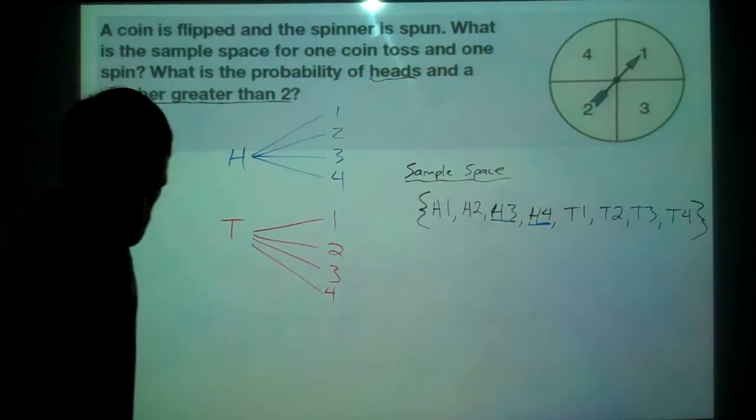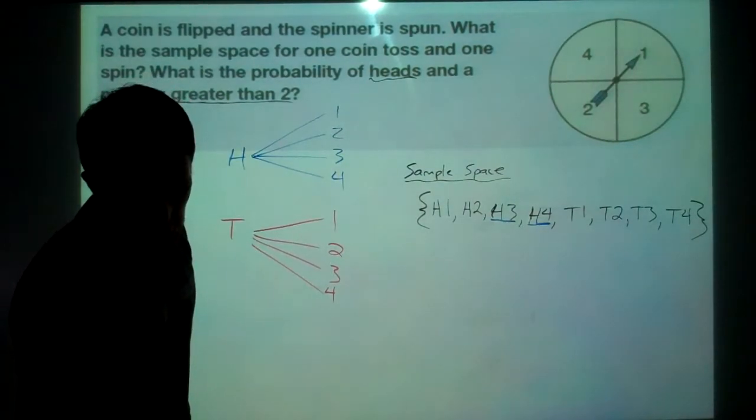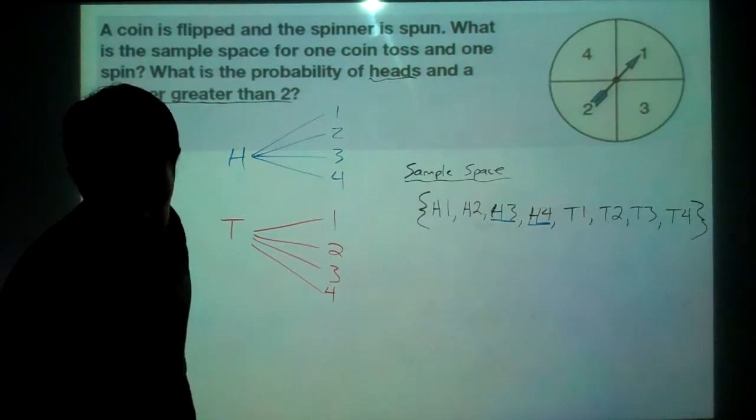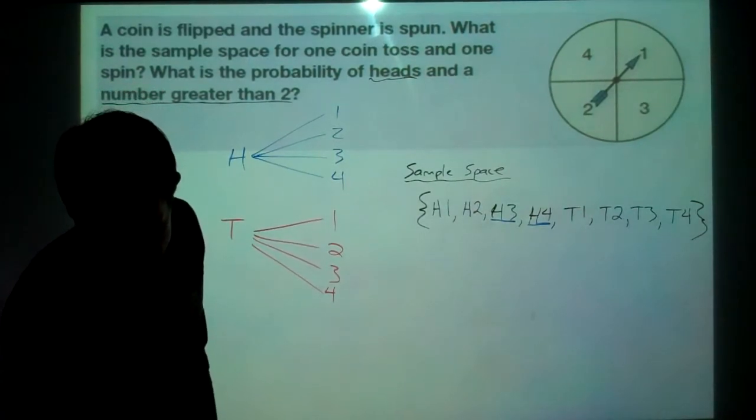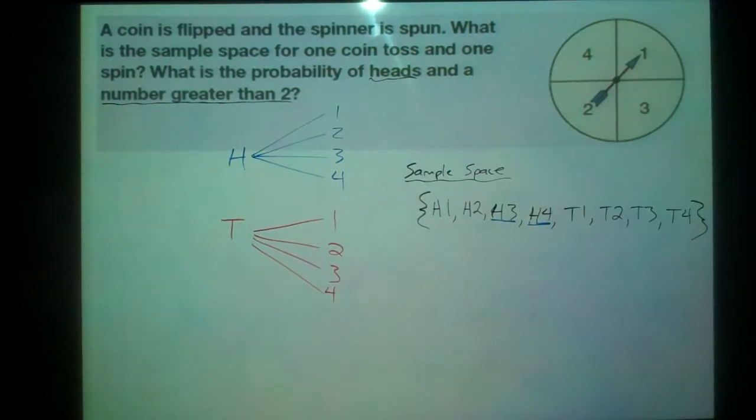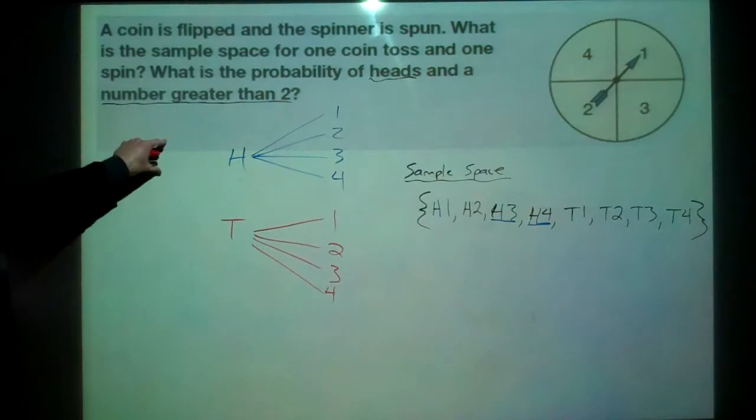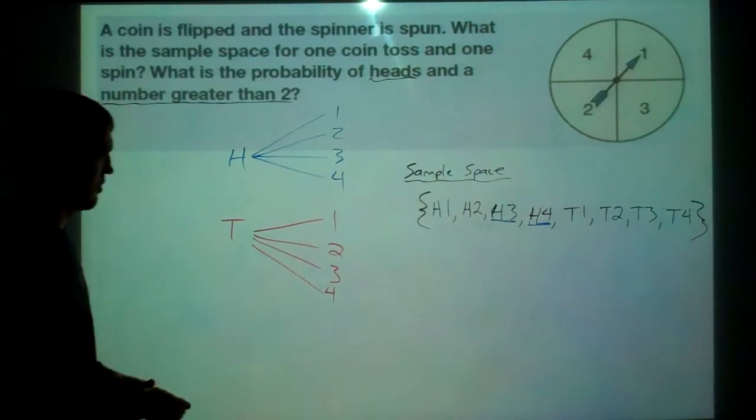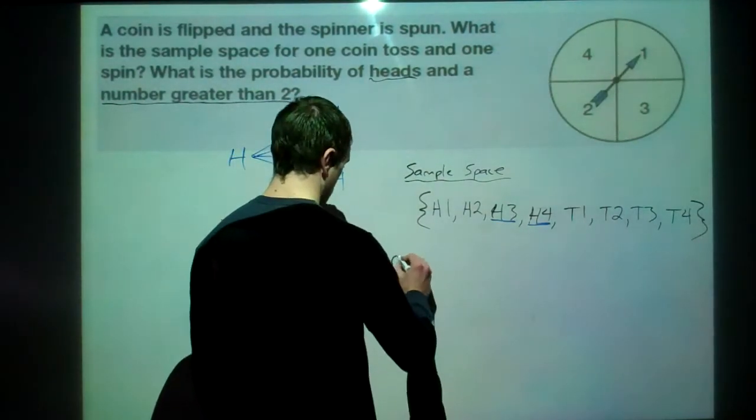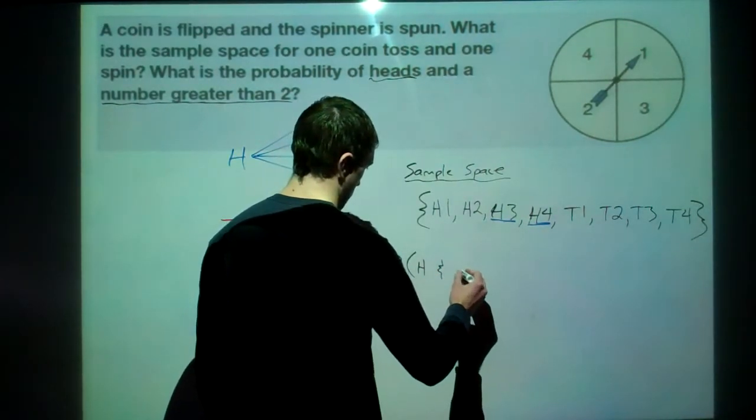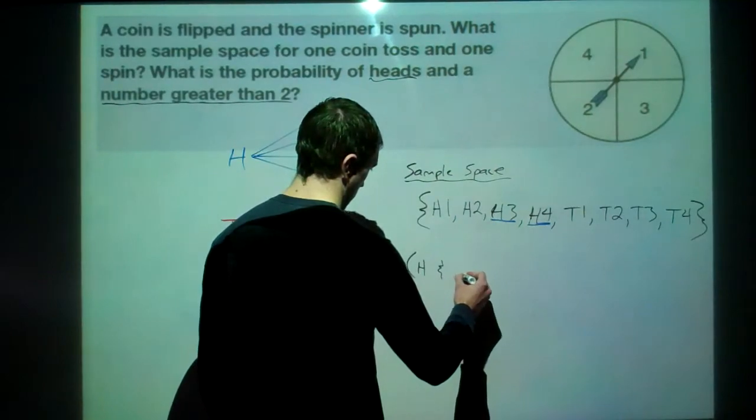So let's see how many outcomes do we have total. That's what we're going to need. So remember, our probability formula says that we have the number of favorable outcomes over the number of total outcomes. So probability of heads and greater than 2.